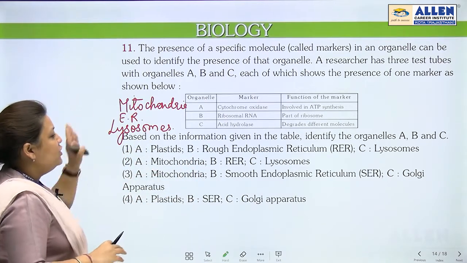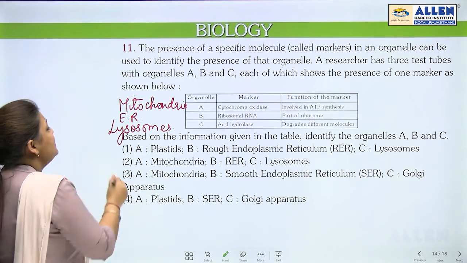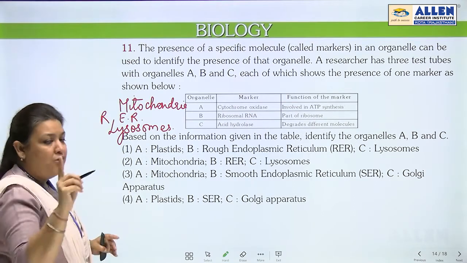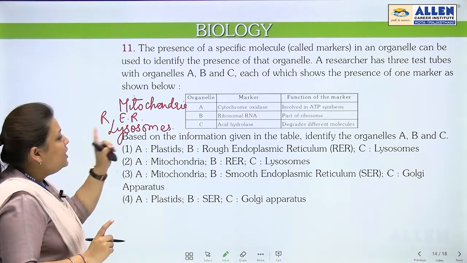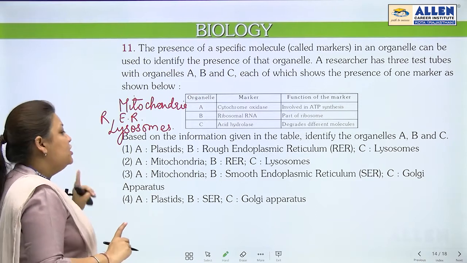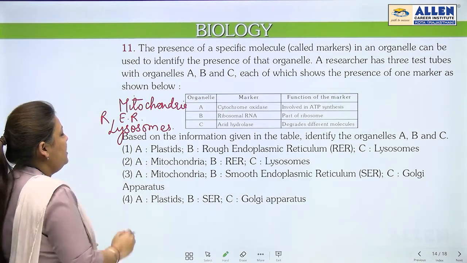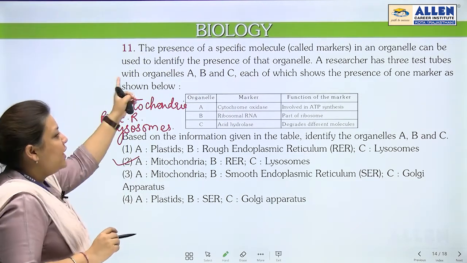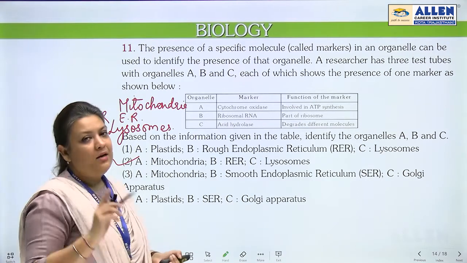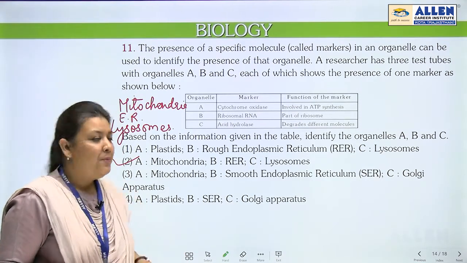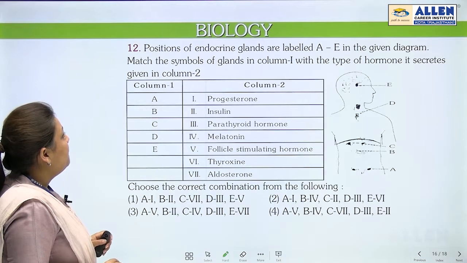So A is mitochondria, B is RER, I would say rough endoplasmic reticulum, and C is what? That is lysosome. Clear? So the correct option will be what? That is option 2. So question number 11, correct option is what? That is option number 2. Clear? Moving on to the next question.